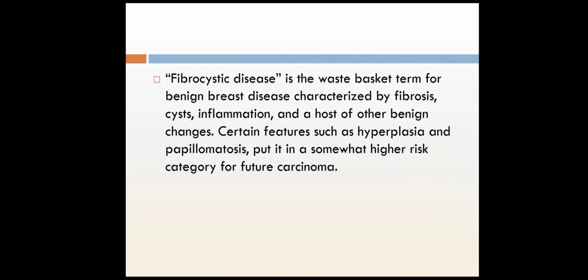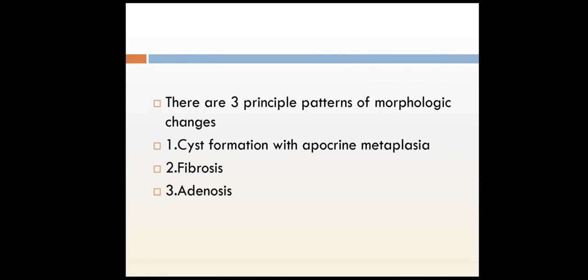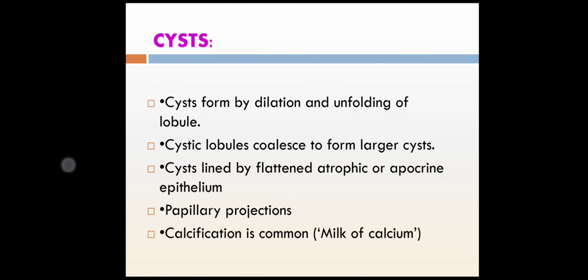So usually fibrocystic disease is a waste basket term used for benign breast disease characterized by fibrosis, cyst, inflammation and a host of other benign changes. Certain features such as hyperplasia and papillomatosis put it in a somewhat higher risk category for future carcinoma. There are three patterns of morphological changes seen in fibrocystic disease, that is cyst, fibrosis and adenosis.